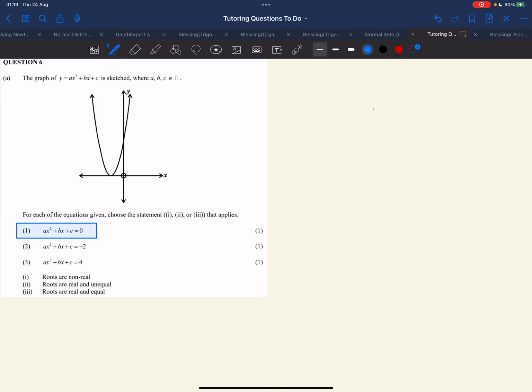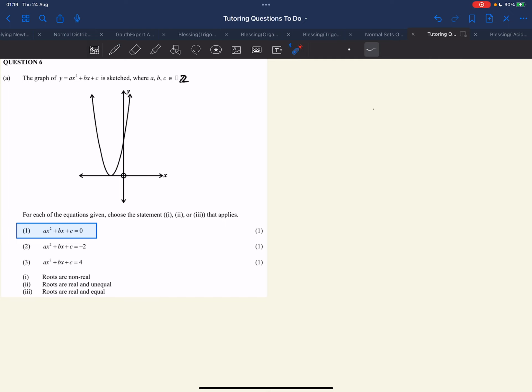All right. In question 6a, they say that the graph of y equals ax squared plus bx plus c is sketched, where a, b, c is an element of an integer. That missing information there, I think they wanted to put is an element of an integer, right? Then for each of the equations given, choose the statement, whether I, II or III, that applies.